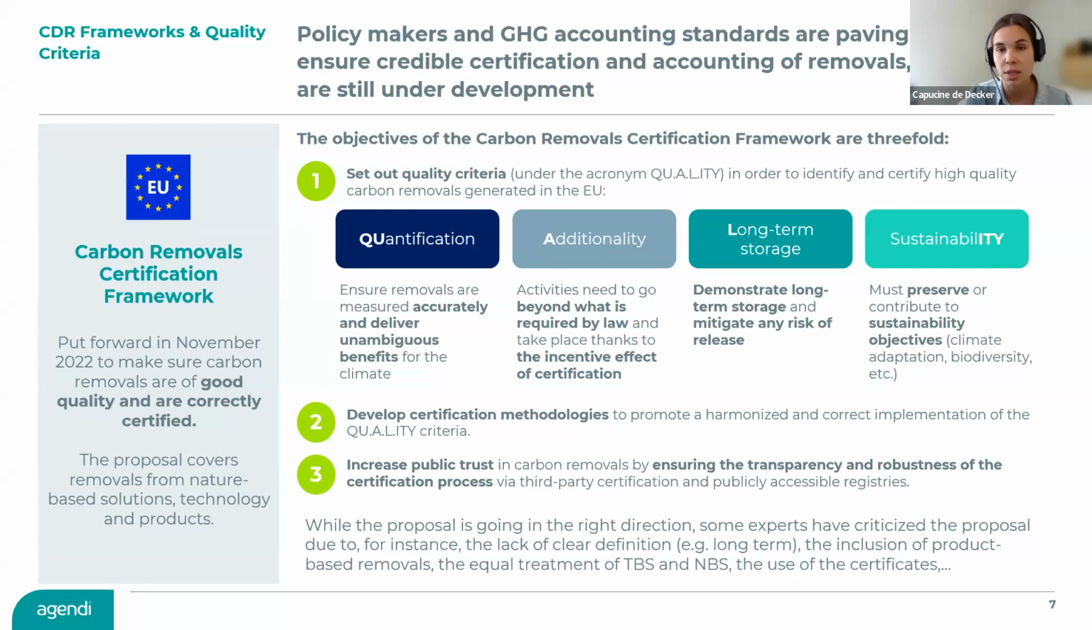The first one is to set out quality criteria. So you must have heard maybe about the acronym QU.A.L.ITY that they use. The acronym stands for 4 criteria. The first one is quantification. Of course, it's key to be able to measure accurately the removal. Additionality is the second criteria. The removal activities need to go beyond what is required by law, beyond what is business as usual, and they need to take place thanks to the incentive effect of the certification.